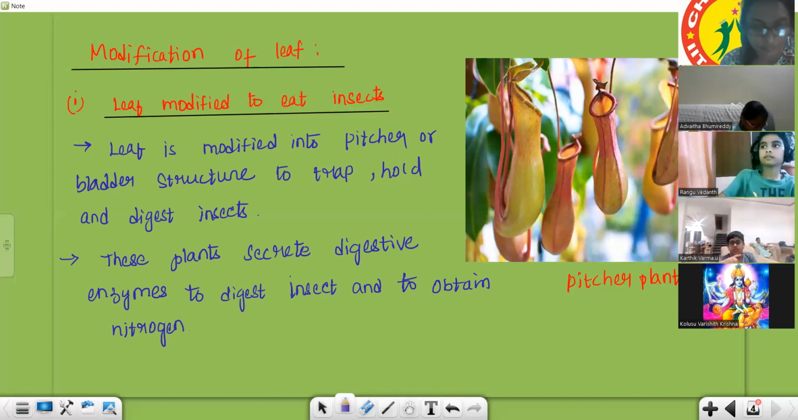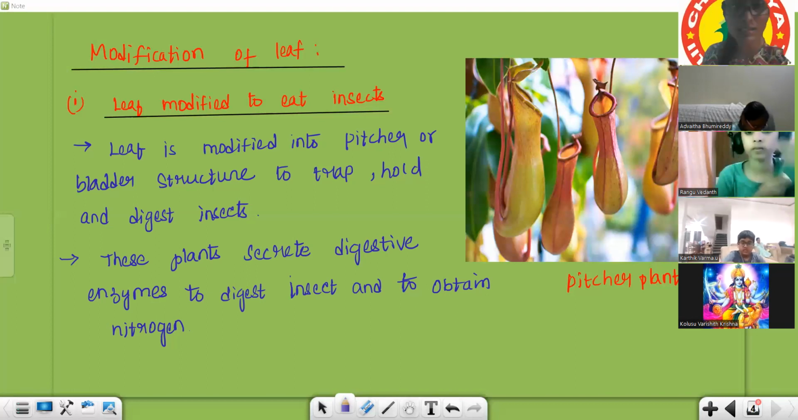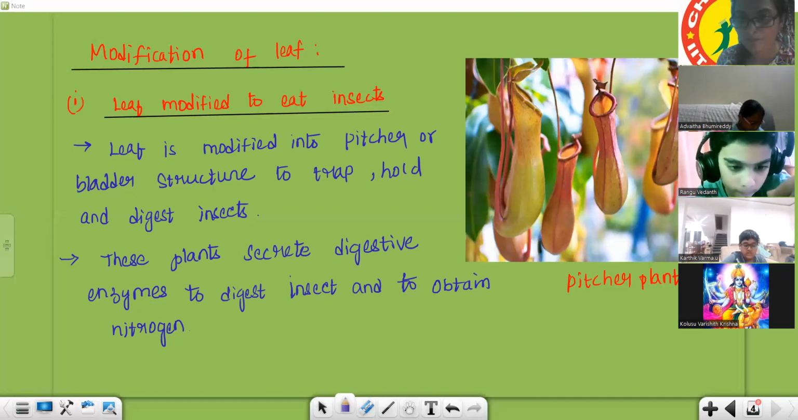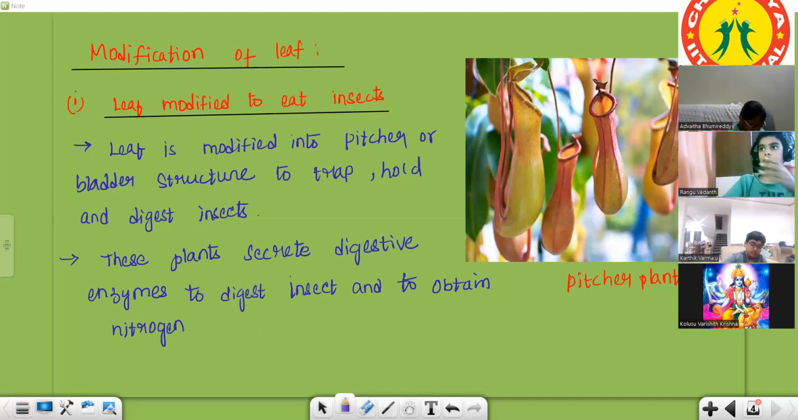And there is another one that has some gummy thing with a scent that attracts insects. Every plant with flowers secretes nectar to attract insects. Okay, ma'am. So due to which pollination is taking place, right?